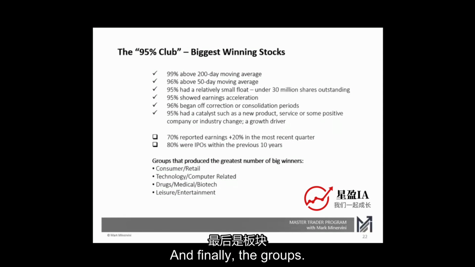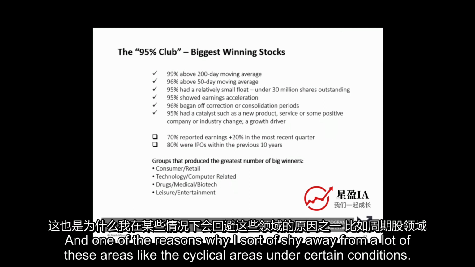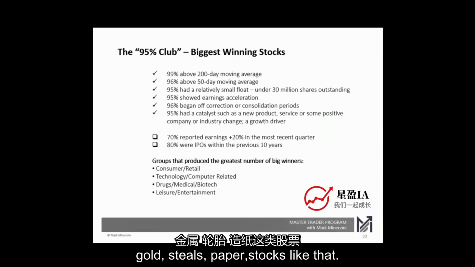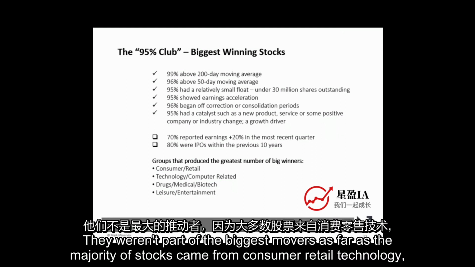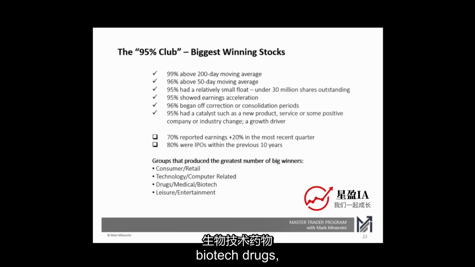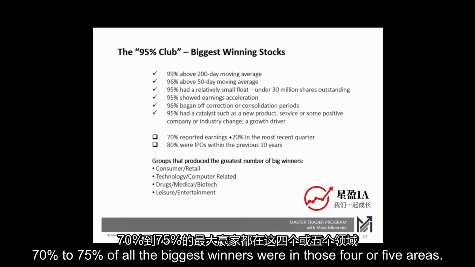And finally, the groups, and this was really, really interesting. One of the reasons I shy away from a lot of these areas, like the cyclical areas, only under certain conditions, gold, steels, paper, stocks like that. They weren't part of the biggest movers. The majority of stocks came from consumer retail, technology, computer related, biotech, drugs, medical, leisure, entertainment. 70% to 75% of all the biggest winners were in those 4 or 5 areas.